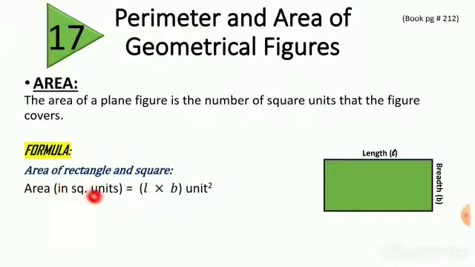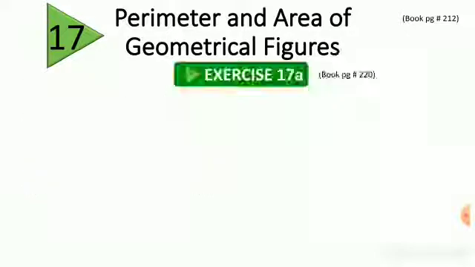So area in square centimeters or square units is equal to length multiplied by breadth. The unit will be written outside the bracket and it will always be in square. Unit means you have to write centimeter, meter, or anything else here, whatever the unit is given in the question, okay?